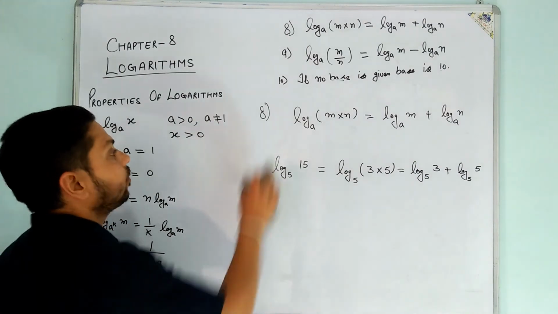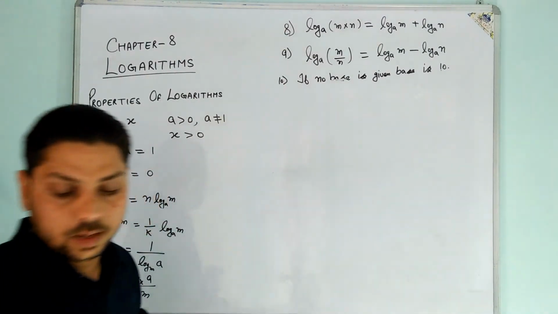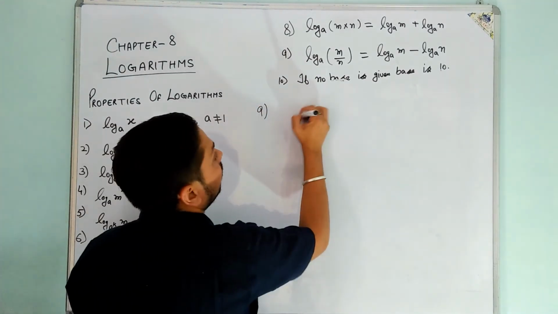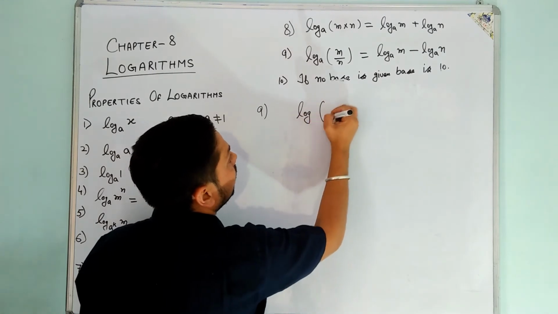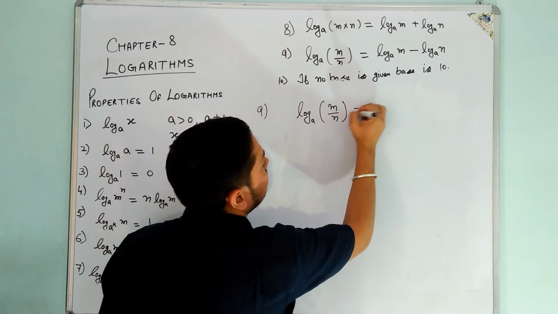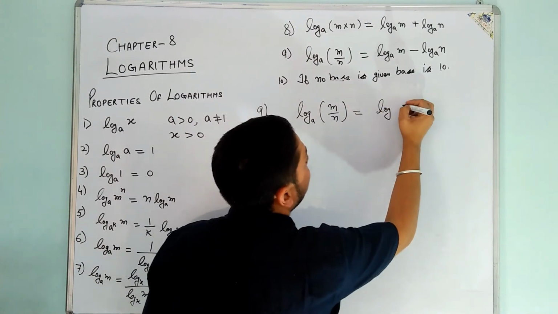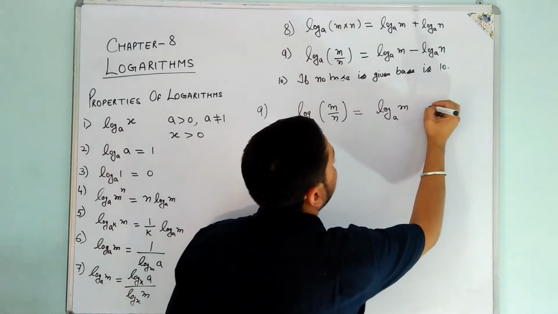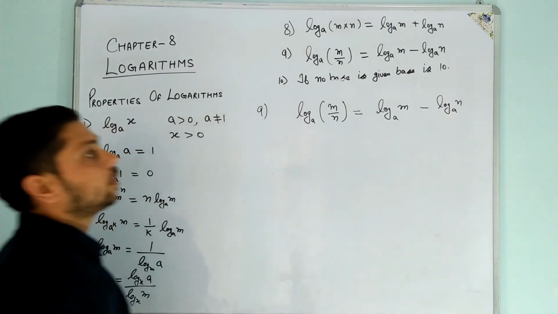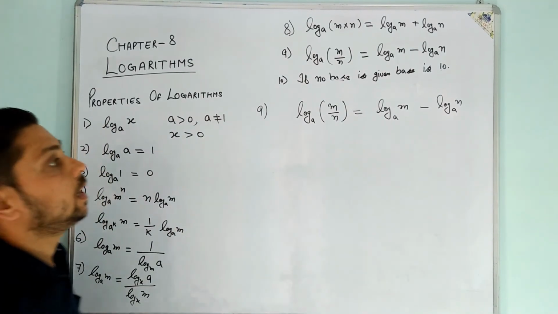Next property is property 9. We have the ninth property, like log of m over n with base a. This can be written as log of m with base a minus log of n with base a.